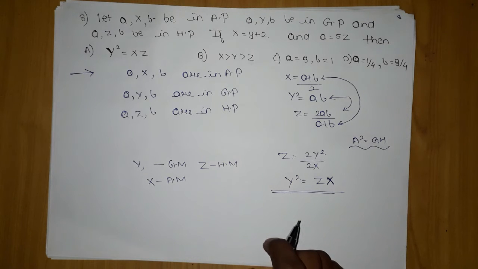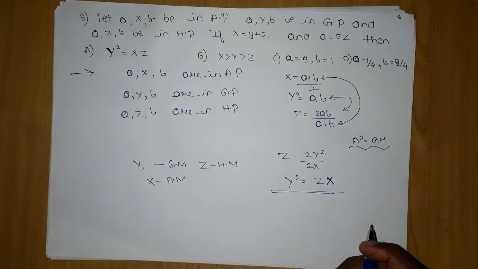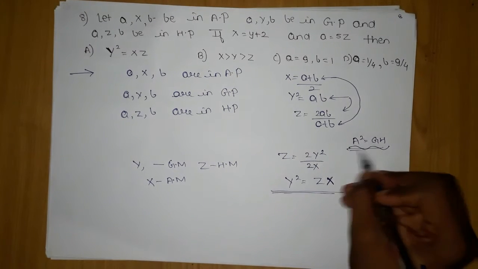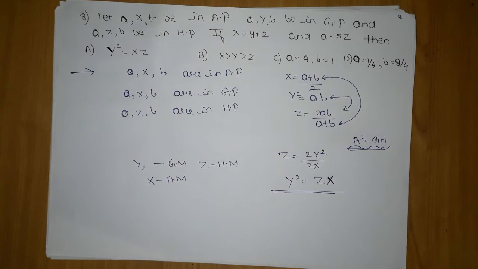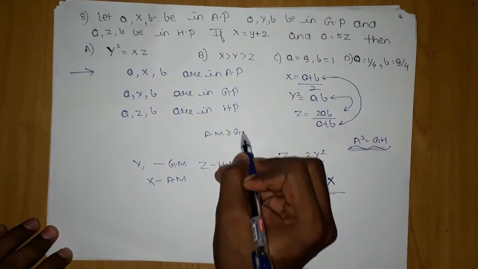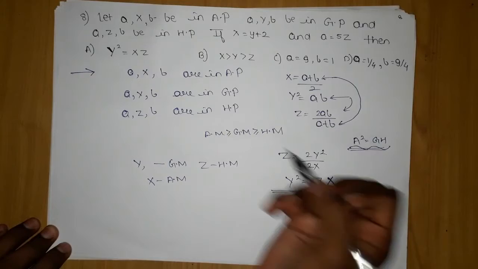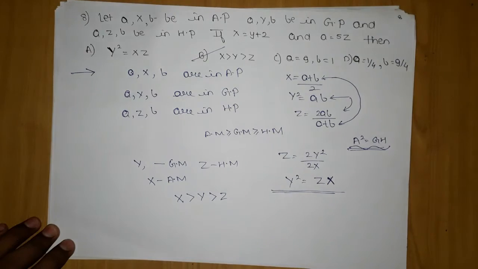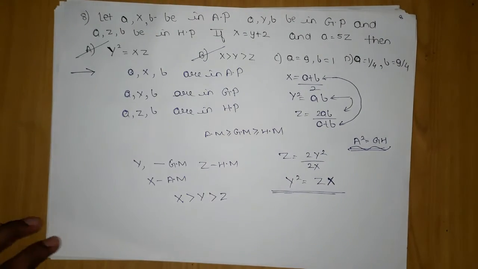Okay, so what we are going to do, if they are coming in GP, the order doesn't matter. They are coming in GP, and this also means that GM also comes in GP only. You can ask one question, that here a square equals GH used to come. So they will be in the ratio that AM is greater than or equal to GM is greater than or equal to HM. That is confirmed, that x is greater than y is greater than z. So this is confirmed, and we are getting y square equals xz.